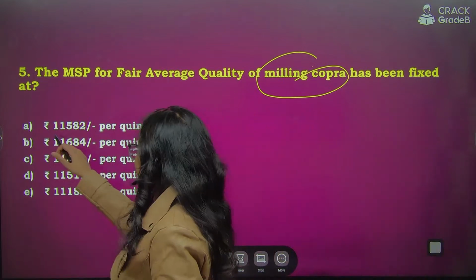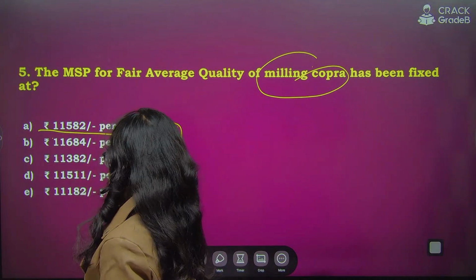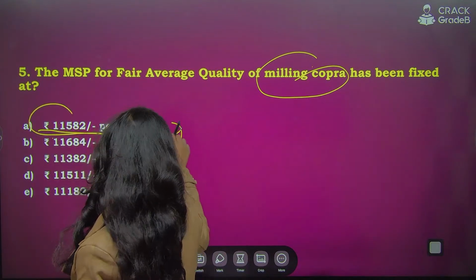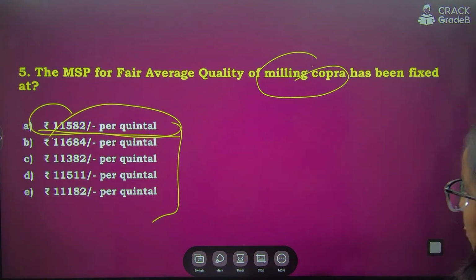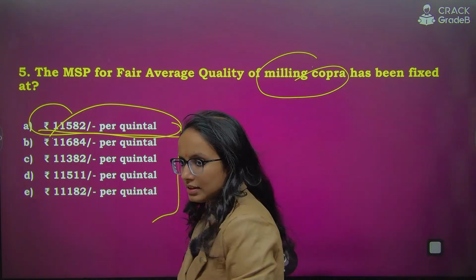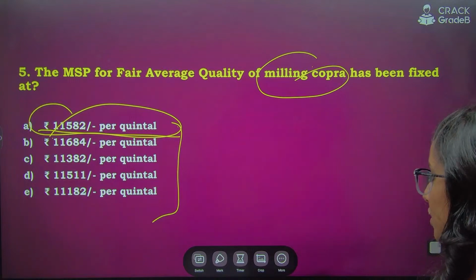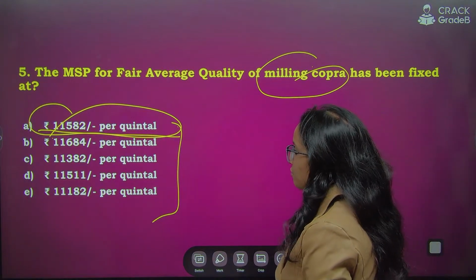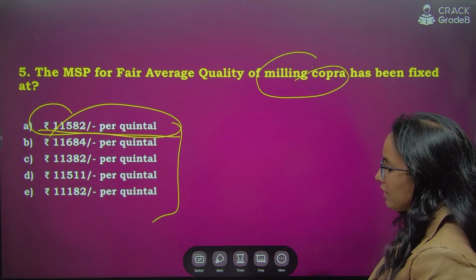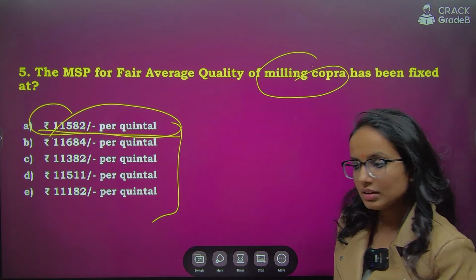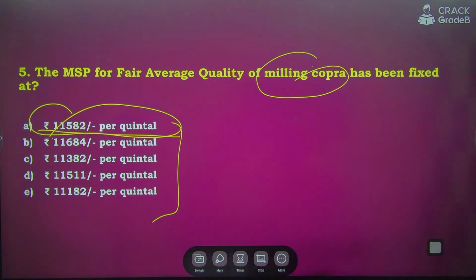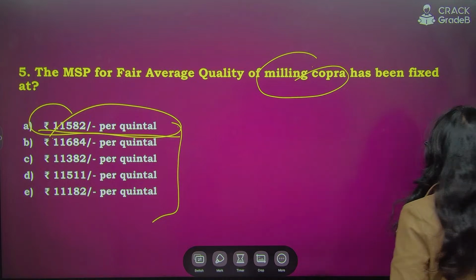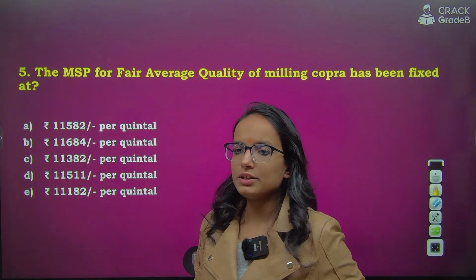So, the correct answer would be, sorry, 11582. So, this is the correct option for milling copra. And if you remember the ball copra MSP, you can answer in the comment section, okay? So, here the correct answer would be option A, 11,582 rupees per quintal. So, this is the thing. This was top 5 MCQs from 19 to 20th December.